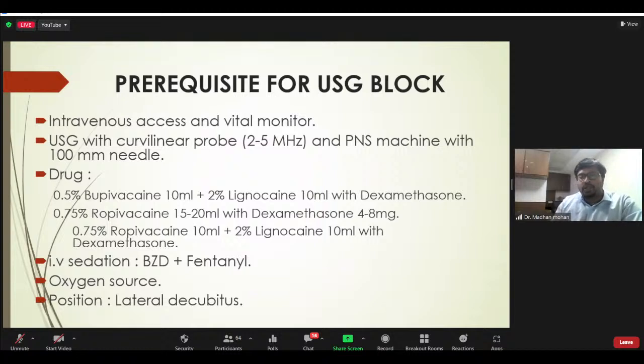So if you include PNS along with the ultrasound, the chances of getting a proper blockade will be more, and your success rate will be higher compared to the single mode, which will be ultrasound alone or PNS alone.